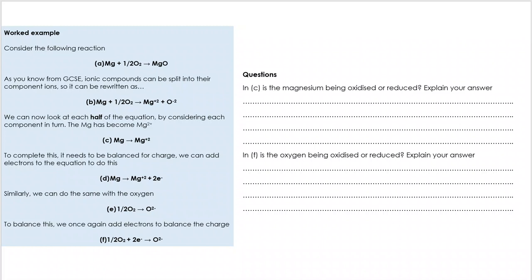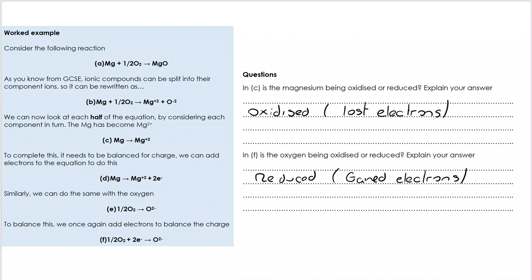So in C, is the magnesium being oxidized or reduced? Well, the oxidation state has gone up, and you can actually see in part D, where we've balanced that equation, that electrons are being lost. So in C, the magnesium is being oxidized. And in F, the oxygen is gaining electrons. Now, from OIL RIG, oxidation is loss, reduction is gain of electrons, so the oxygen is being reduced.